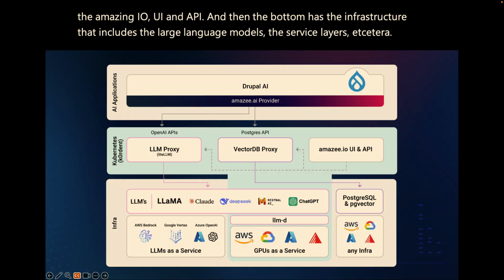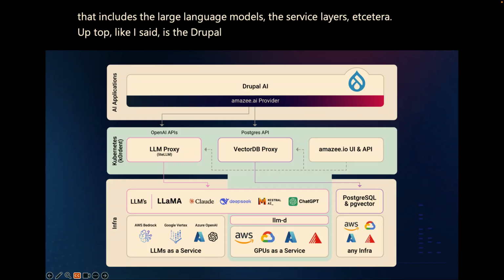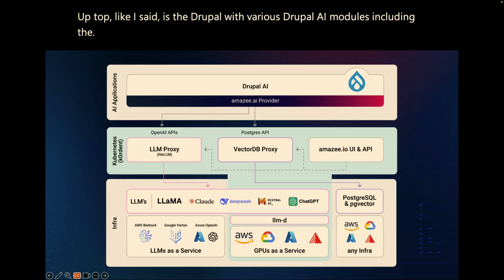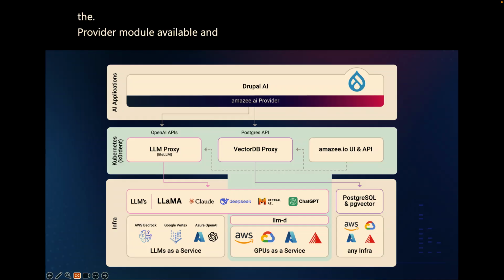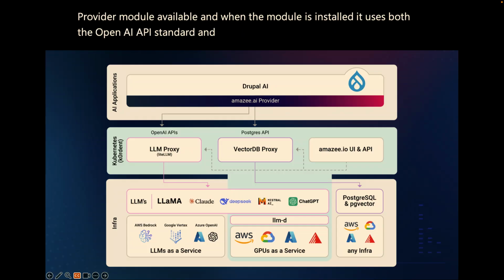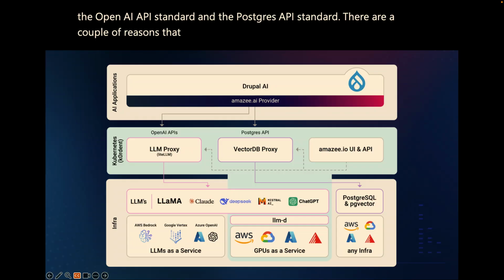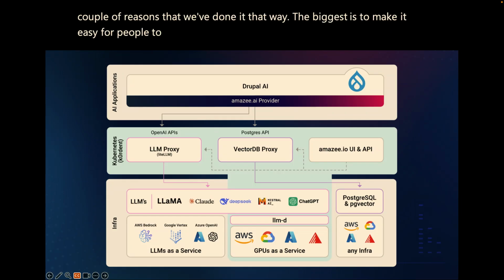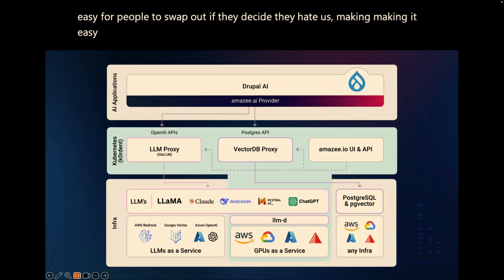Up top, like I said, is the Drupal with various DrupalAI modules, including the provider module available. And when the module is installed, it uses both the OpenAI API standard and the Postgres API standard. There are a couple of reasons that we've done it that way. The biggest is to make it easy for people to swap out if they decide they hate us, making it easy for you to just use a different model, a different provider if you want.